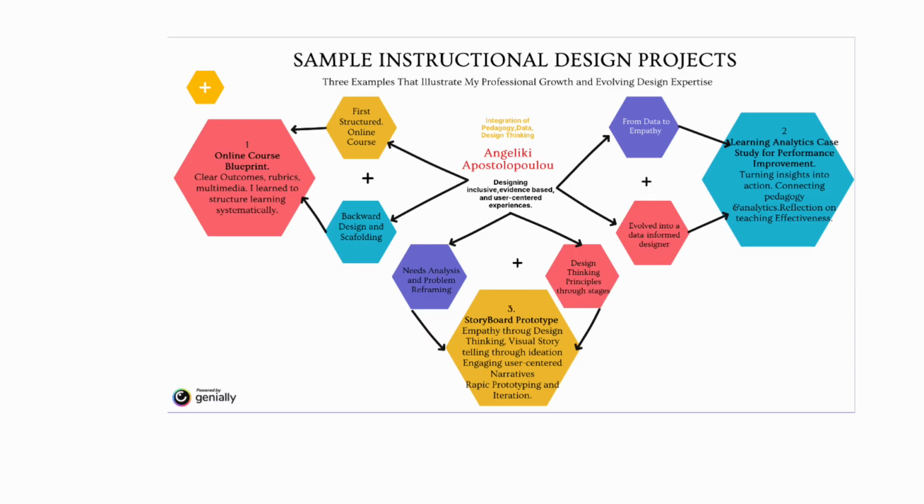For example, I compared reading and science scores across classes to identify gaps and used visualizations like box plots and histograms to interpret trends. This process helped me see how data can tell the story behind learning outcomes and inform instructional choices. Through this case study, I learned to translate analytics into action, connecting evidence with design improvements.